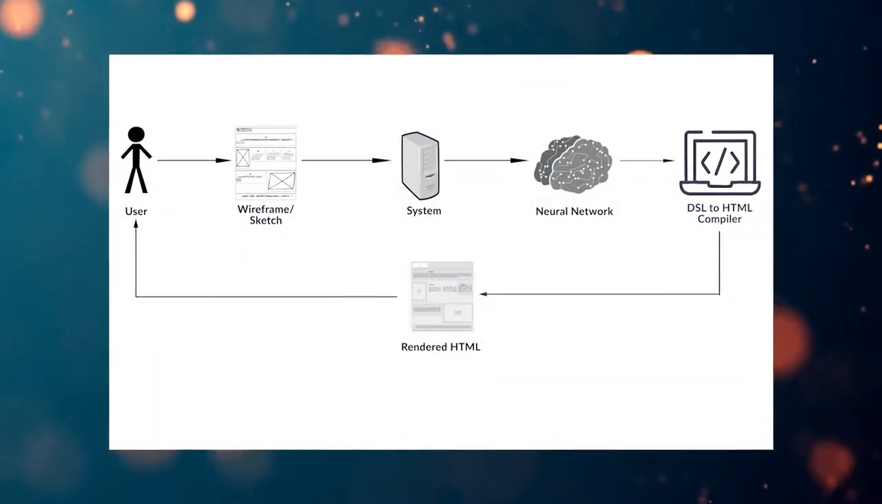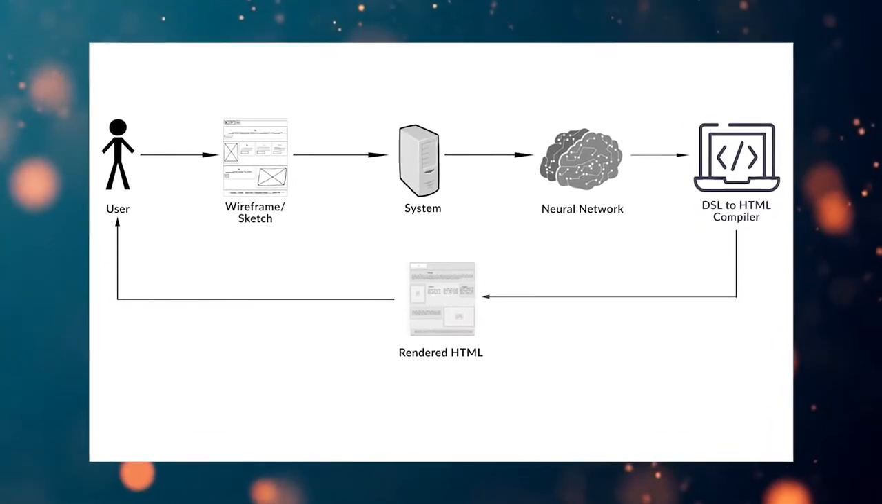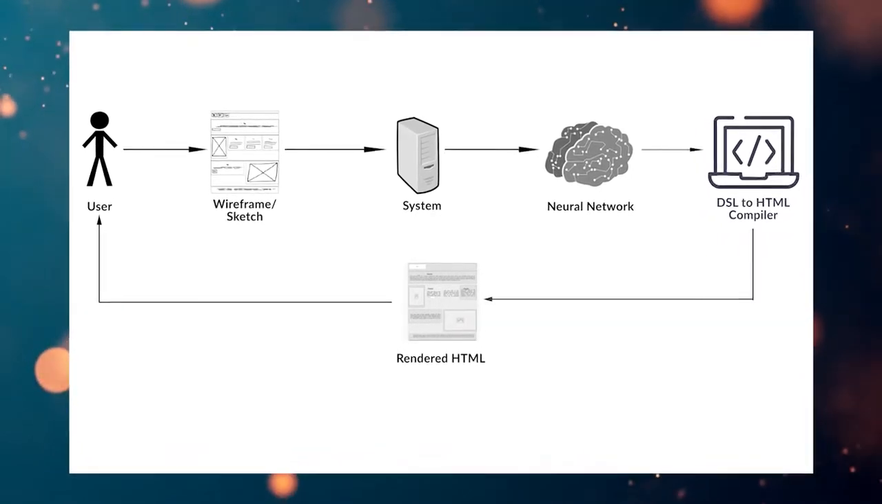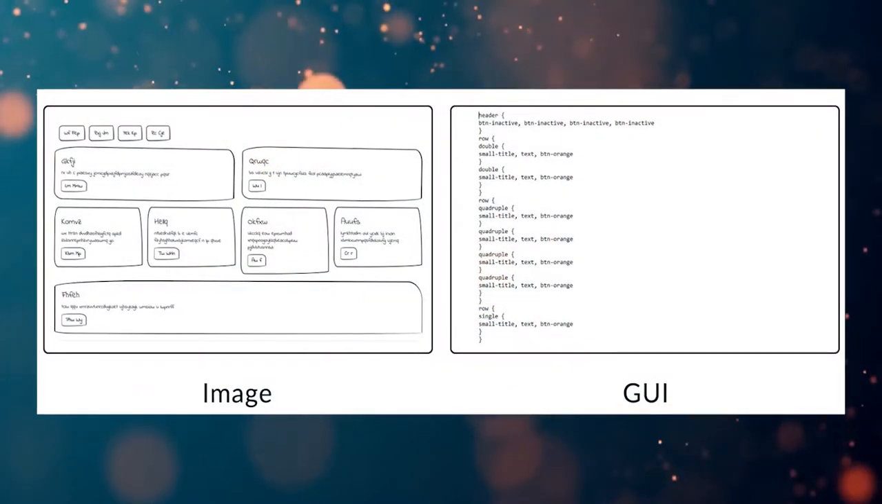From an end user perspective, all the user needs to do is to provide a hand-drawn sketch to the system where the trained DNN model resides. The model will generate the HTML code for the user, on which the user can make further modifications on the fly. Now let's deep dive into the architecture of the model.